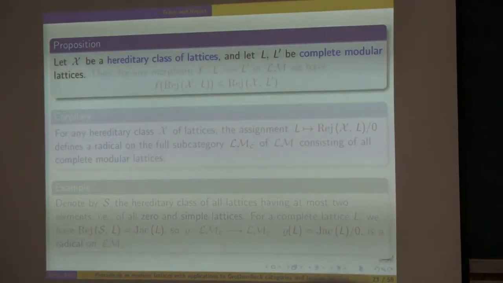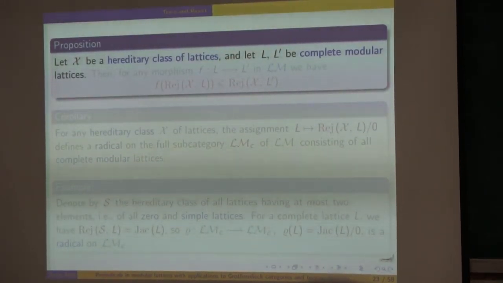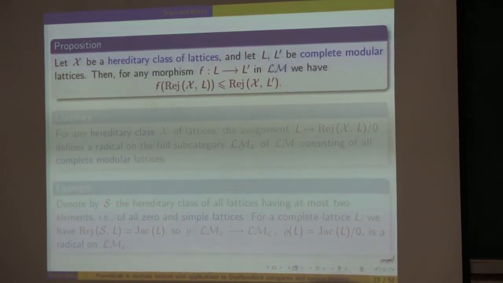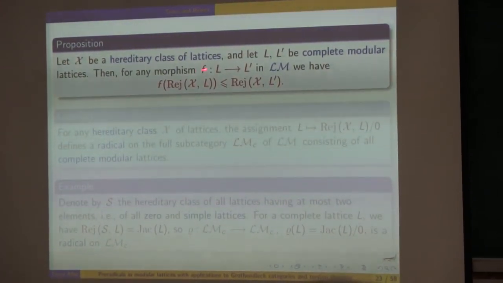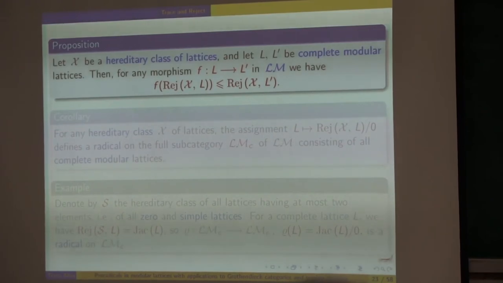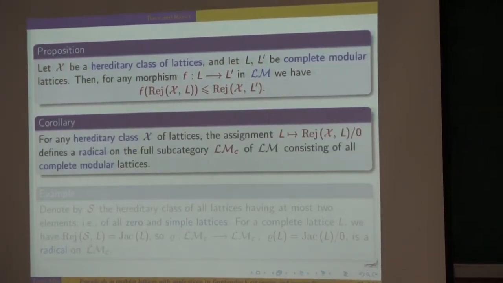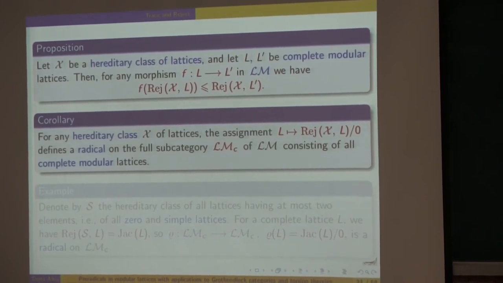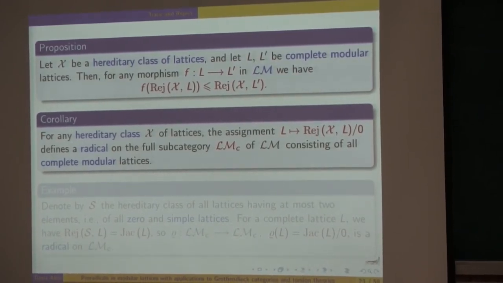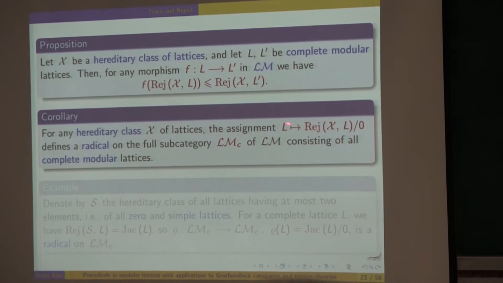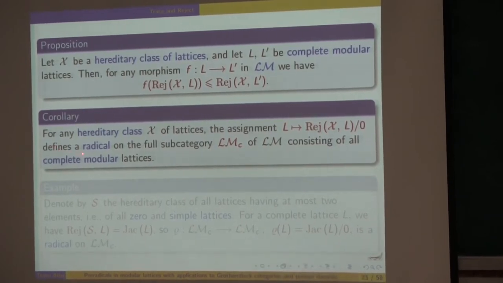Now we pass to, we have coheritary, we have now hereditary. If we have a hereditary class, then F commits to the region. This assignment L is mapped on this reject, defines a radical of this category. As it happened also for models.